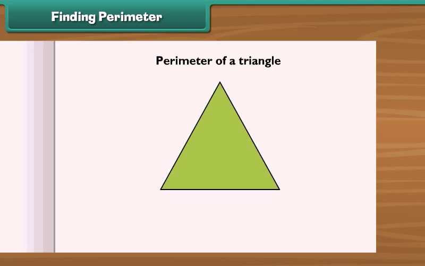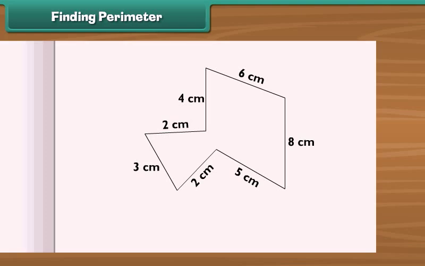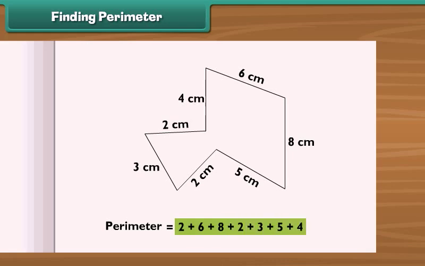Perimeter of a triangle. Triangle, as you are aware, is a three-sided figure. If A, B and C are the three sides of a triangle, then its perimeter is equal to A plus B plus C. Let's learn to calculate the perimeter of the given figure. To calculate perimeter of this figure, we simply add the lengths of all its sides, which is 2 plus 6 plus 8 plus 2 plus 3 plus 5 plus 4 equals 32 centimeter.